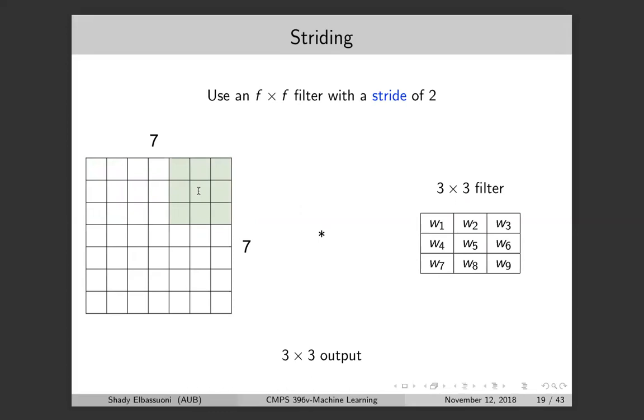Why are we doing striding? So because you focus on different parts of the image. If you don't do this, you might get redundant information. So you want to do this so that you don't get redundant information.